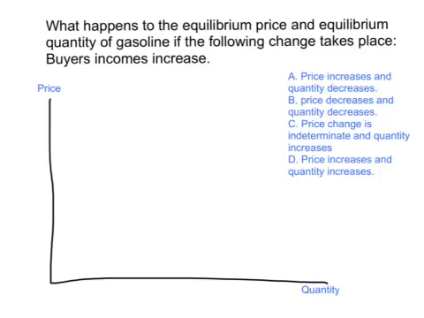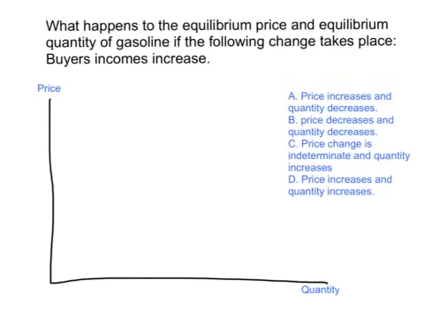I have a sample question that you might get on the practice set or on the quiz. Here is one that asks about the equilibrium price and equilibrium quantity of gasoline if buyers' incomes increase. By the way, equilibrium price and equilibrium quantity just means the market price, in other words, the price that the business charges at the pump.